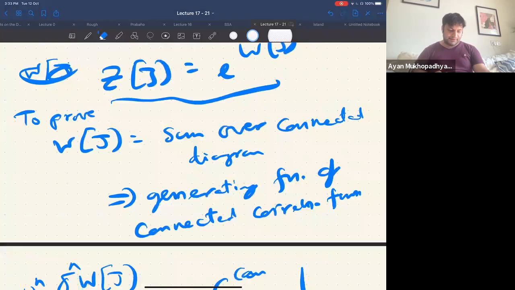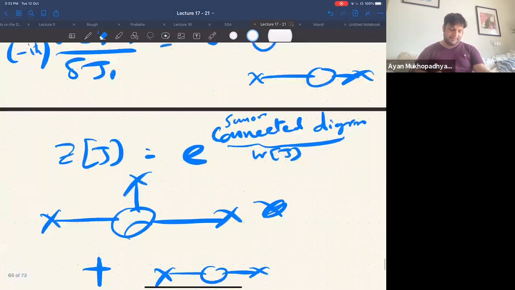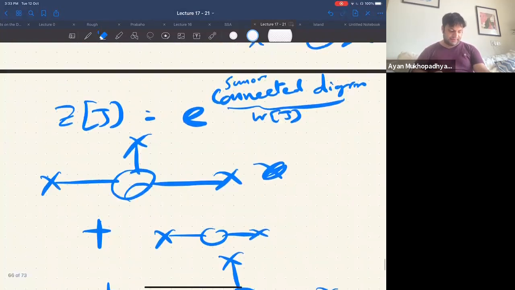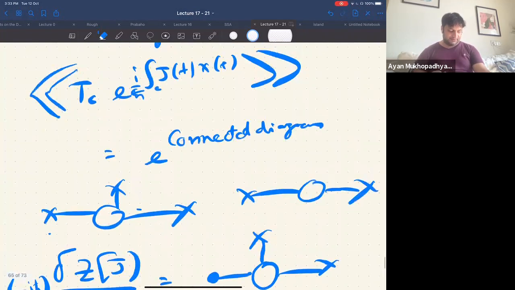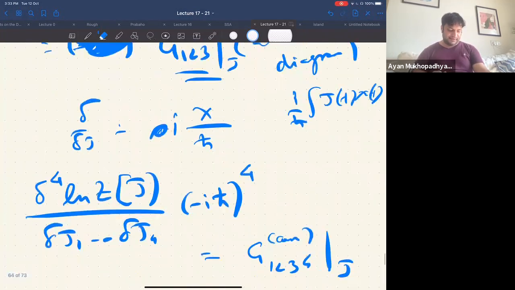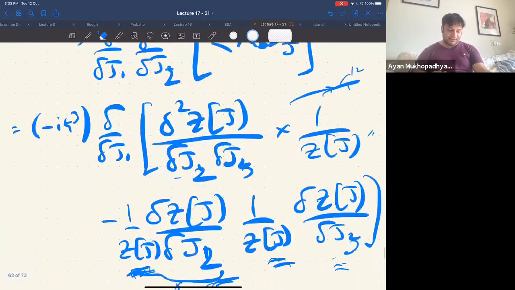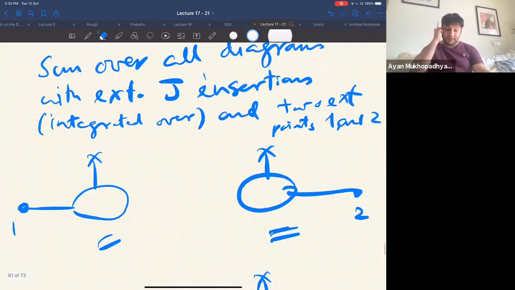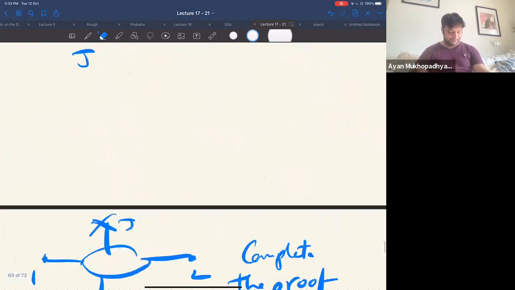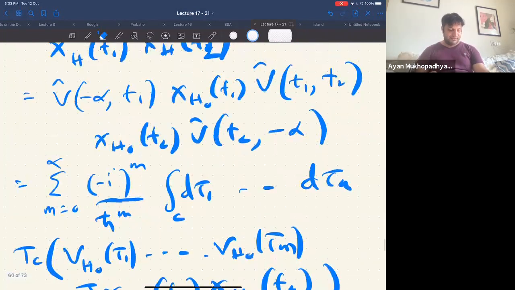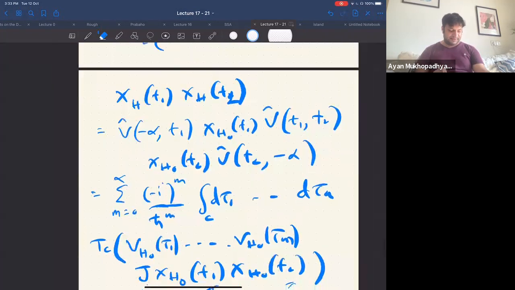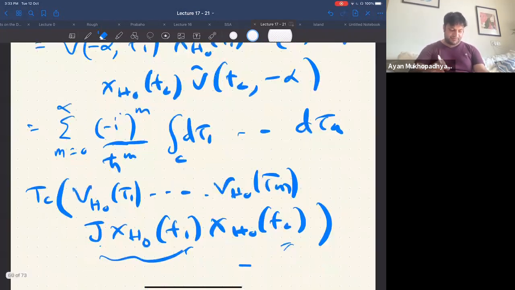Okay, so last time we introduced this thing about Z[J] being the generating functional of correlation functions, and log of Z[J] would be a generating functional of the connected correlation functions, right? So where were we? So the definition of Z[J], maybe I write down separately.